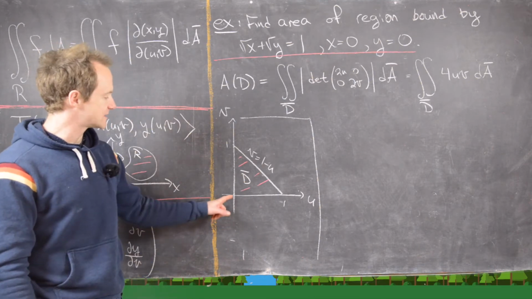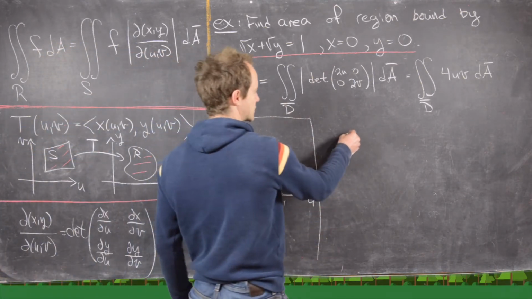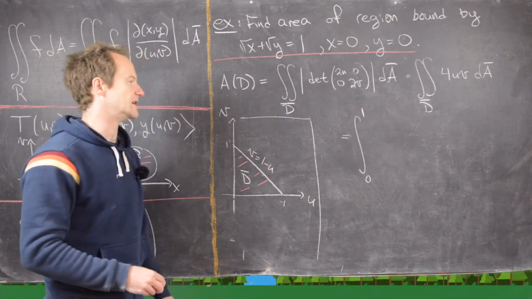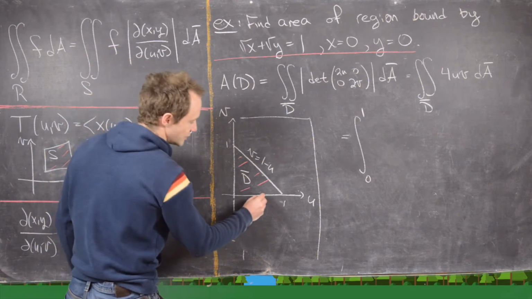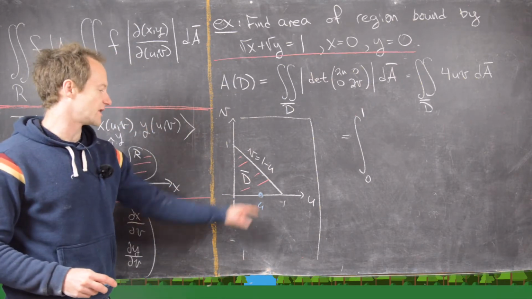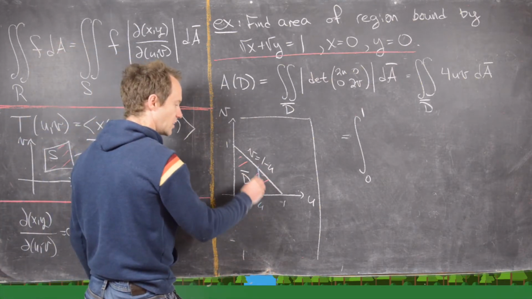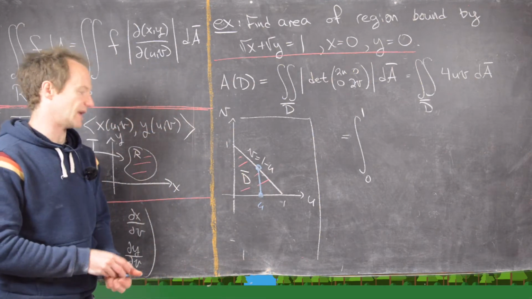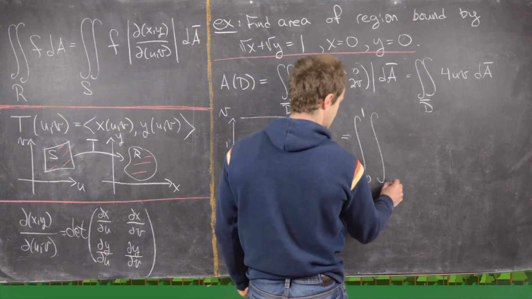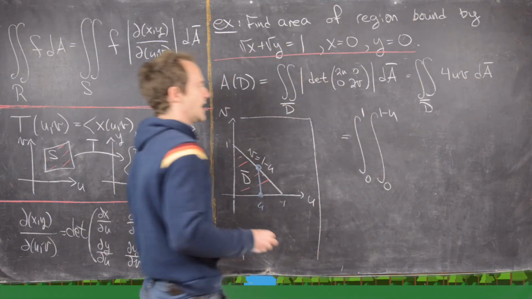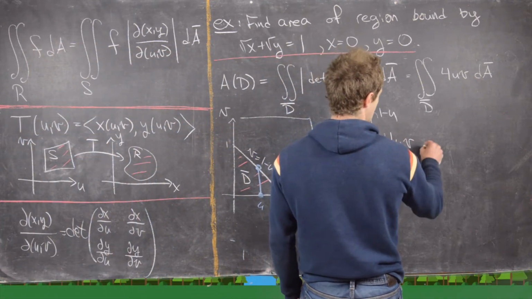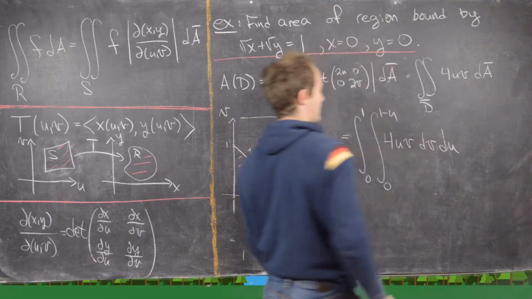And so maybe let's go ahead and put u as the outermost integral. So notice that the smallest u can be is 0, the largest u can be is 1. And then if we go to an arbitrary spot here on the u-axis, the smallest v can be is 0, and the largest v can be is on this line. In other words, it's 1 minus u. So that means I can change this to an iterated integral, 0 to 1 and 0 to 1 minus u. And now I have 4uv dv du.